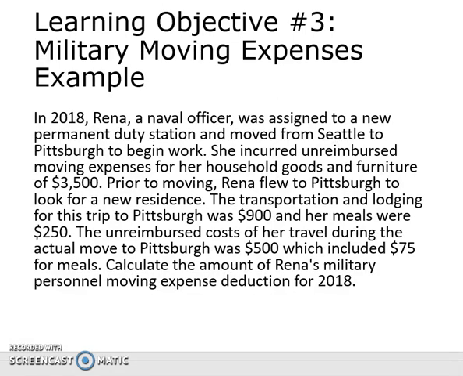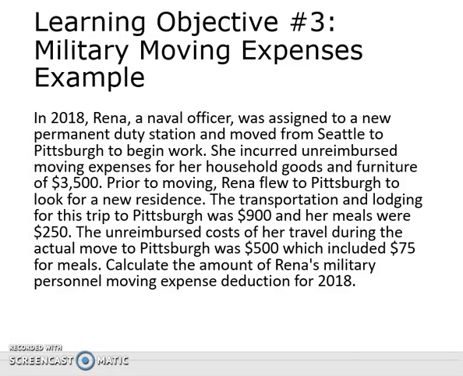So let's take a look at an example of how we would apply this tax law. In 2018, Rena, a naval officer, was assigned to a new permanent duty station and moved from Seattle to Pittsburgh to begin work. She incurred unreimbursed moving expenses for her household goods and furniture of $3,500. Prior to moving, Rena flew from Pittsburgh to look for a new residence. The transportation and lodging for this trip to Pittsburgh was $900 and her meals were $250. The unreimbursed cost of her travel during the actual move to Pittsburgh was $500, which included $75 for meals.